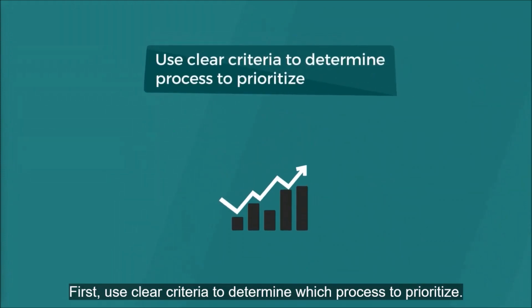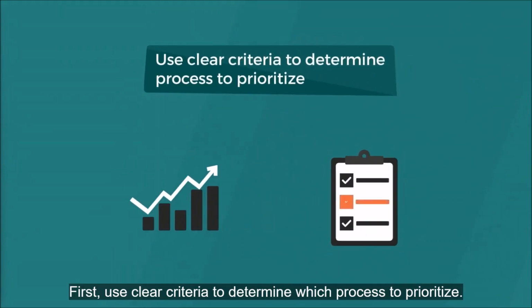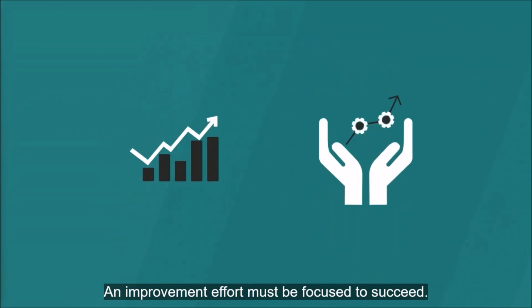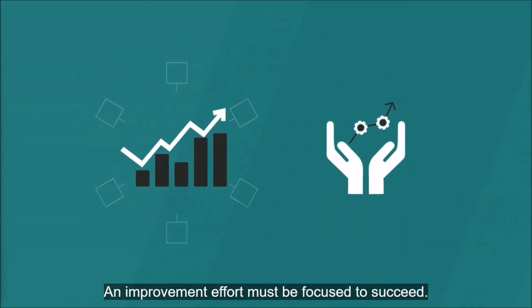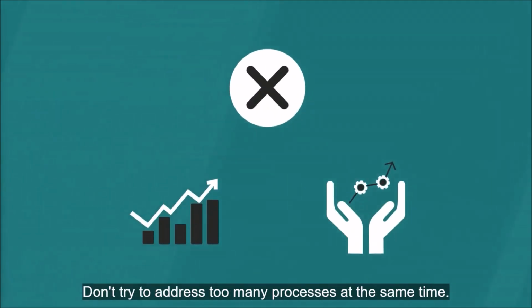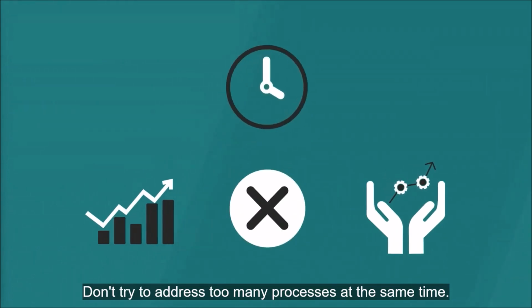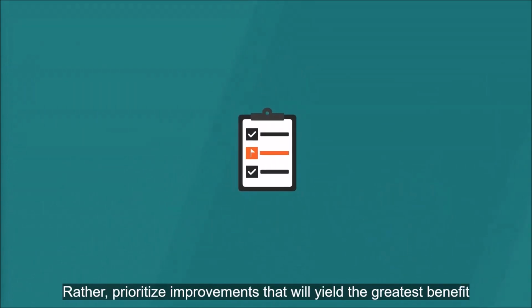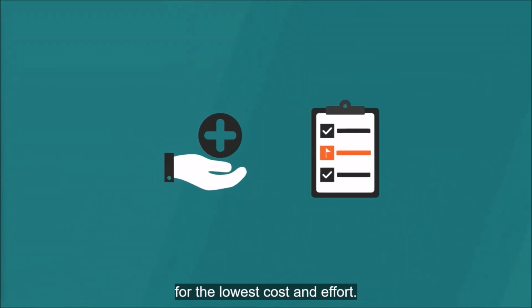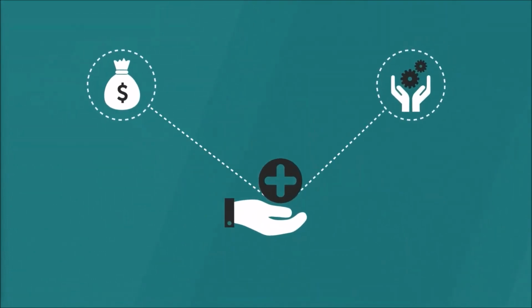First, use clear criteria to determine which process to prioritize. An improvement effort must be focused to succeed. Don't try to address too many processes at the same time. Rather, prioritize improvements that will yield the greatest benefit for the lowest cost and effort.